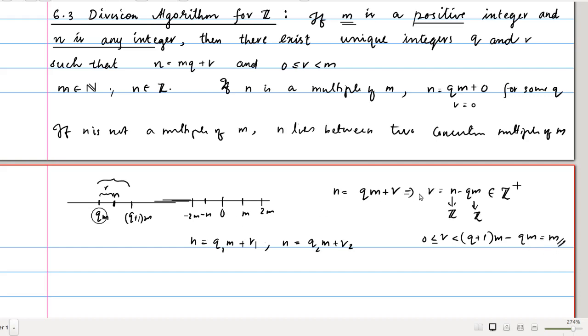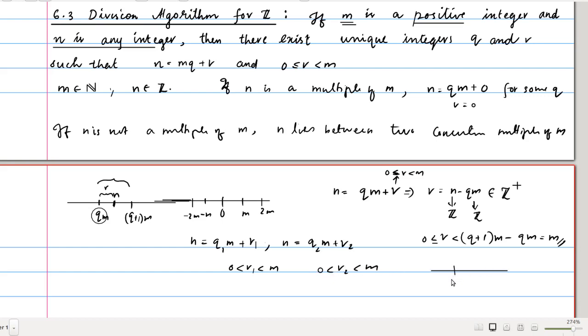So if you set this as r, then this r satisfies the condition 0 less than or equal to r less than m. If r can be 0, that is the case where this n is a multiple of m. Otherwise this r always lies strictly between 0 and m. So if we have two such expressions, then we can expect 0 less than or equal to r1 less than m, and 0 less than or equal to r2 less than m.